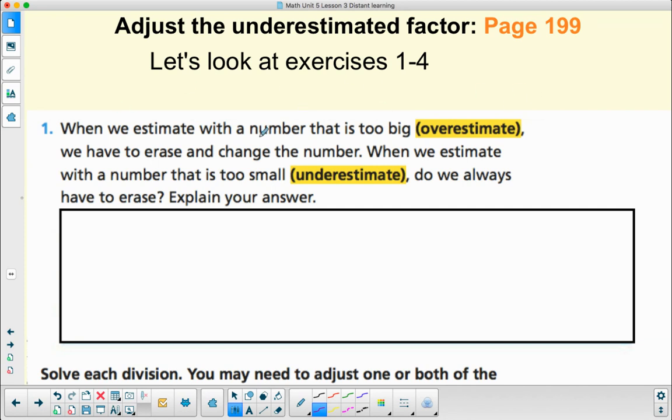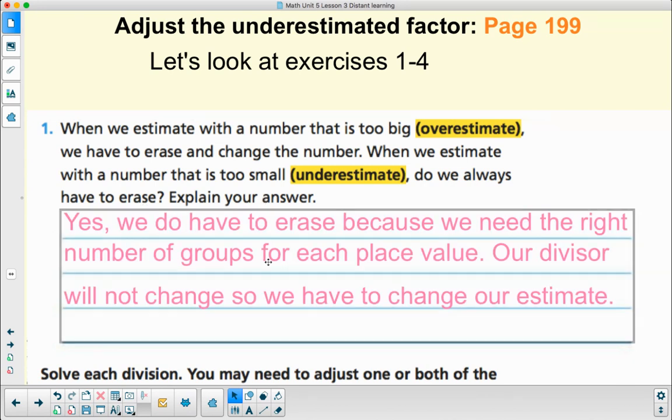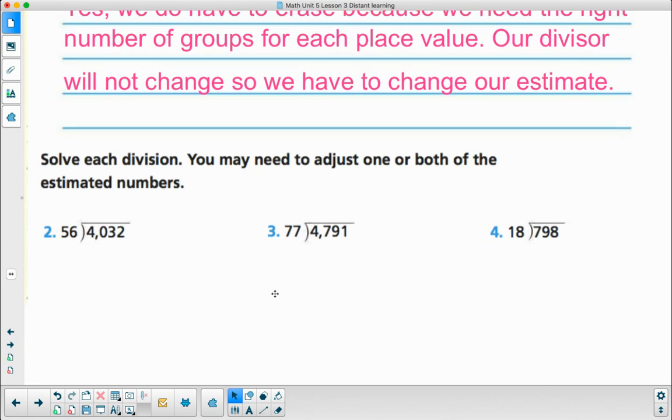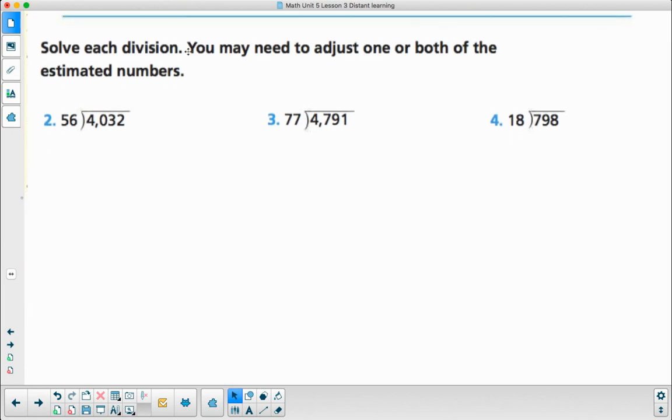So when we estimate with a number that is too big, we have an overestimate. We have to erase and change the number. When we estimate with a number that is too small, we have an underestimate. Do we always have to erase? And I would say yes. We do have to erase because we need the right number of groups for each place value. Our divisor will not change, so we have to change our estimate. All right, go ahead and solve each of these division problems. You will probably need to adjust one or both of the estimated numbers.